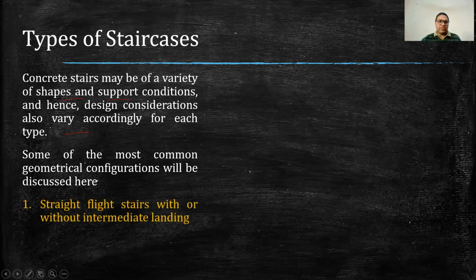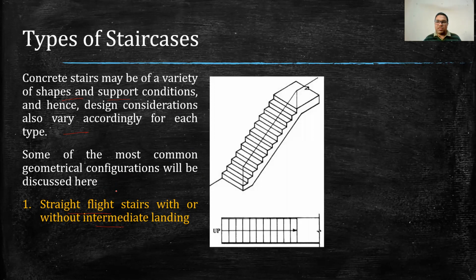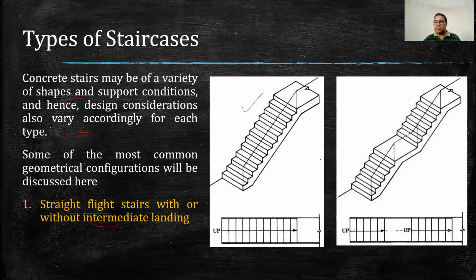A common type of staircase is the straight flight stair with or without intermediate landing. If it is without landing, it will look like this. And if there is an intermediate landing, it will look something like this. So flight, then landing, then flight. This is the simplest type of staircase.